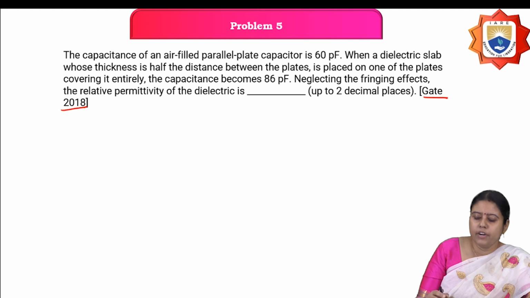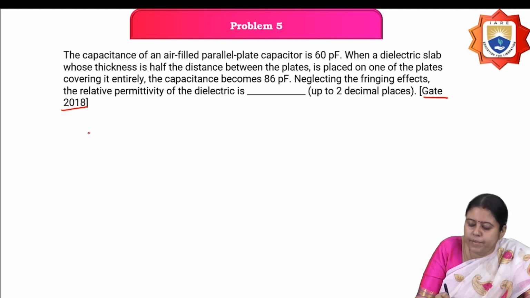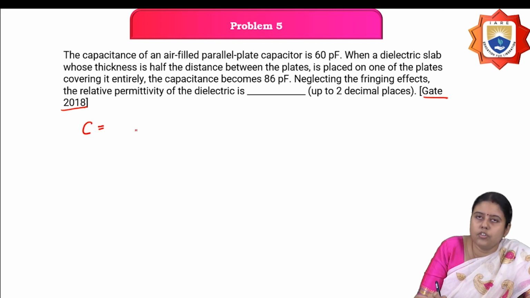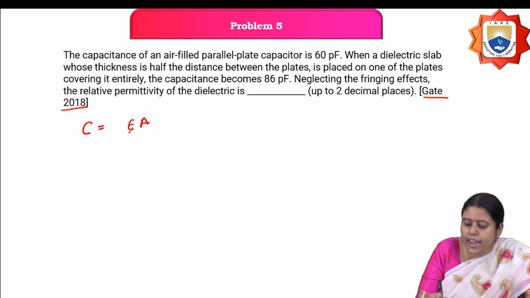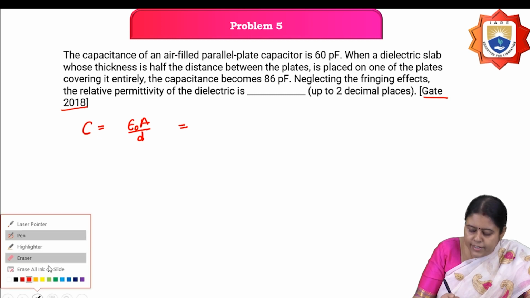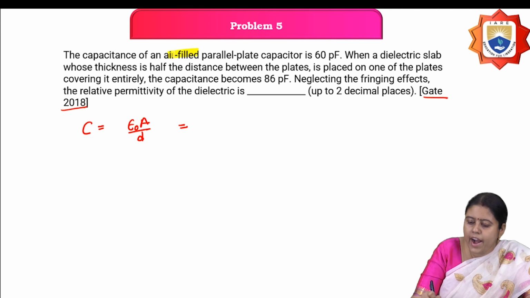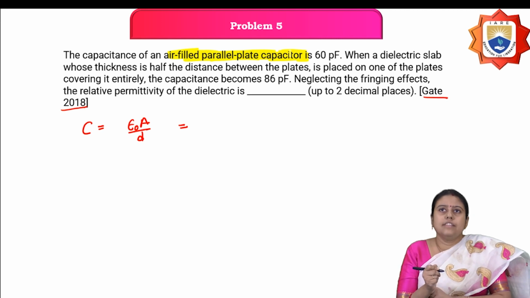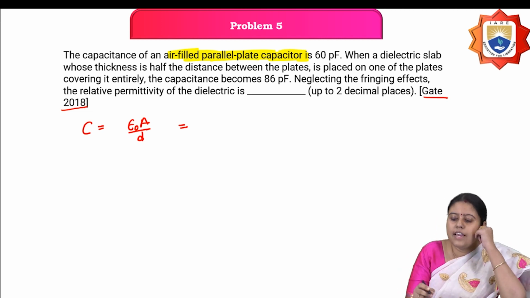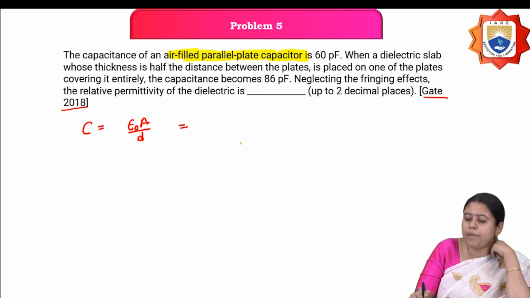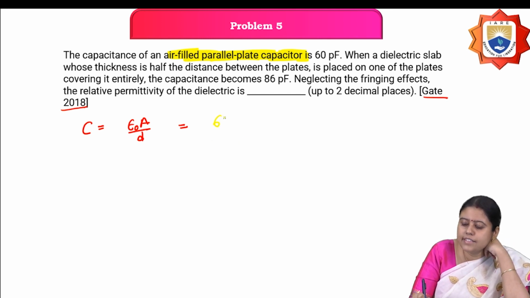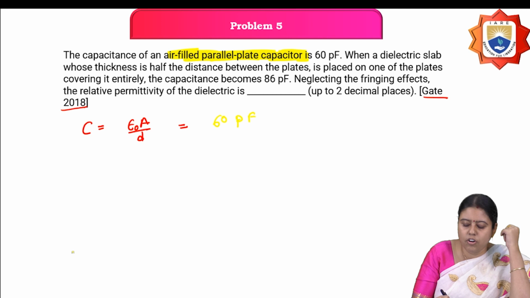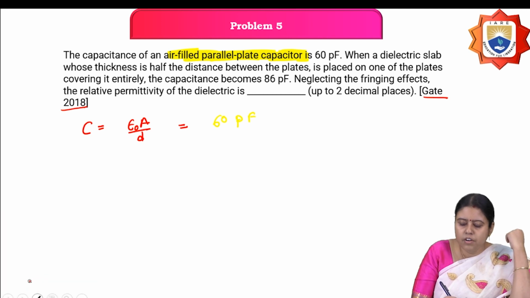So how to calculate? First is the air-filled parallel plate capacitor. So C is equal to what? C is equal to epsilon naught A by d. The main point here is that it is an air-filled parallel plate capacitor, which means it is in the air, so it is 60 picofarad. We got the value 60 picofarad.